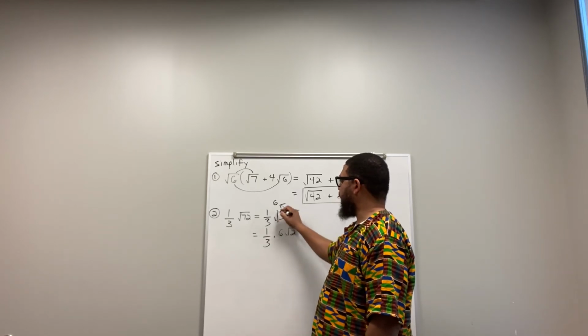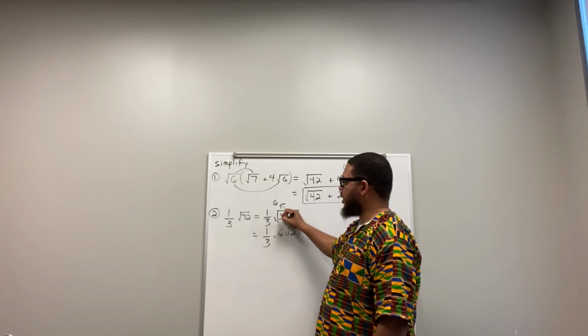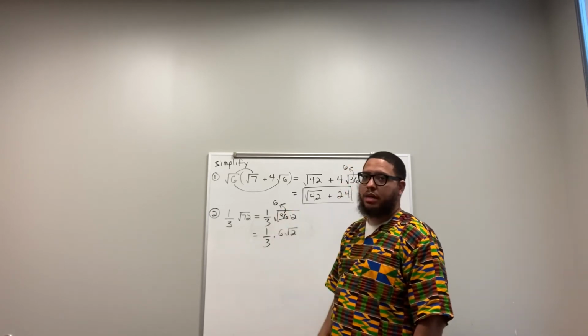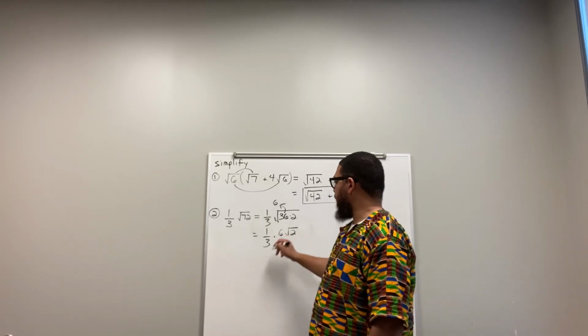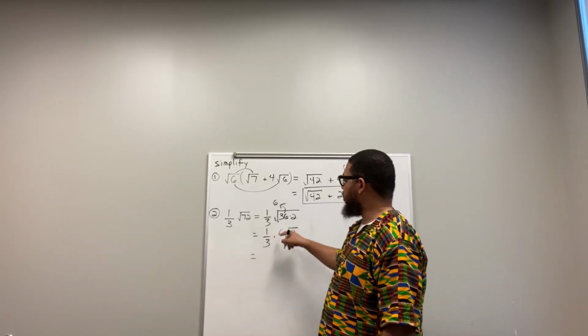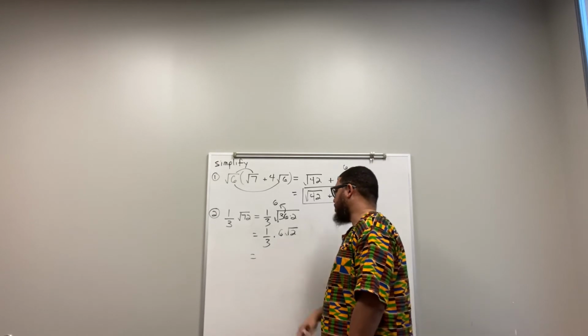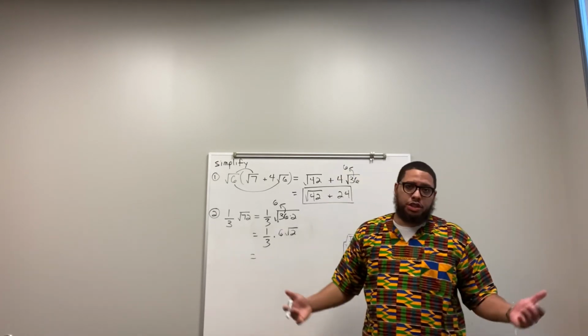The 2 stays inside the radical sign. Or you can think of that as a house. The 2 can't come outside. The 2 got to stay in the house, right? But this 1/3 and this 6, I can multiply those together. So what's 1/3 times 6? 1/3 times 6 is 1/3 of 6, which is just 2.